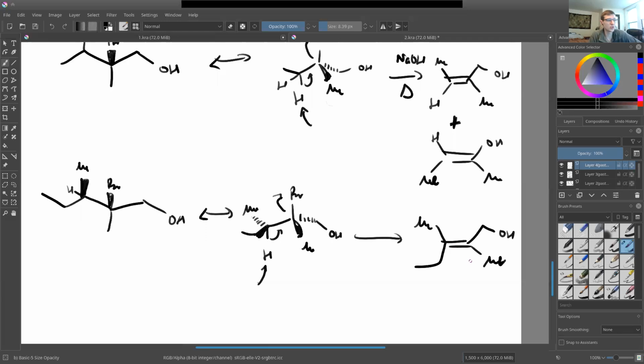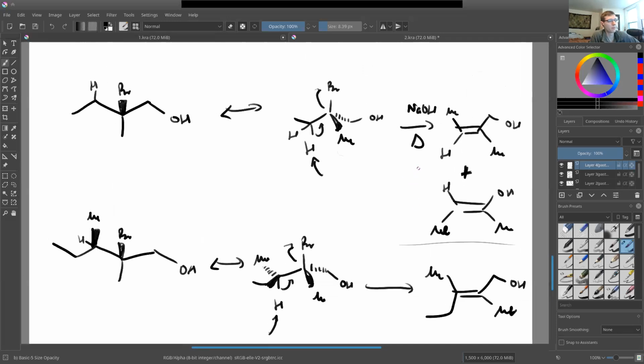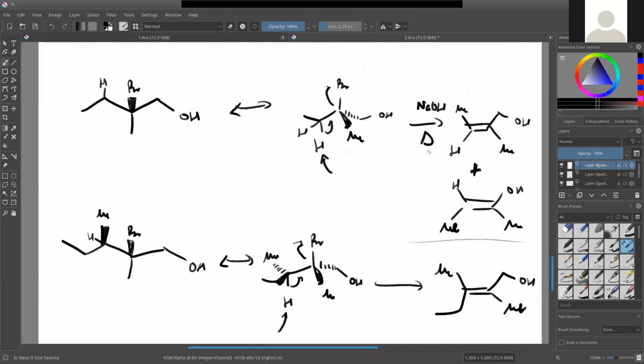So in this case, we would just get one product, right? But otherwise, we had multiple hydrogens to remove, so we get both E and Z. So it comes down to depending on what molecule you're working with, like whether it could rotate or not.